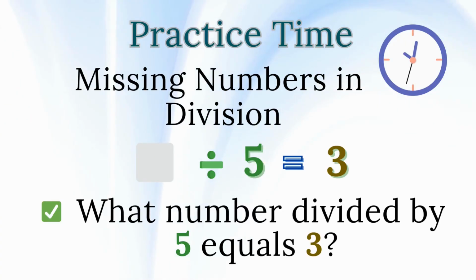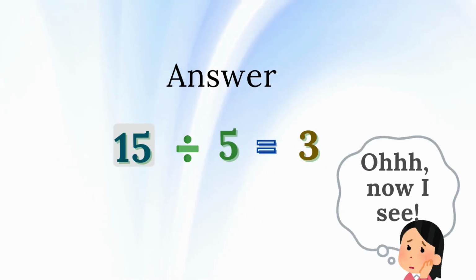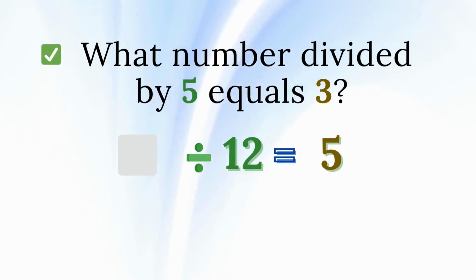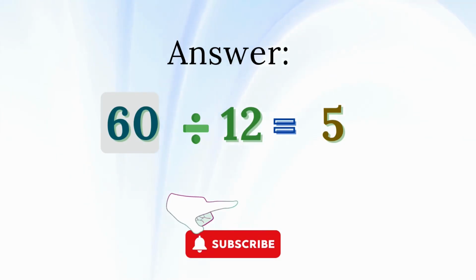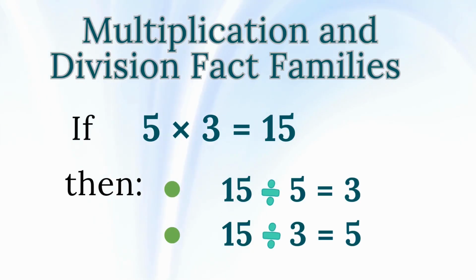Practice time. Missing numbers in division. What number divided by 5 equals 3? Answer: 15 divided by 5 equals 3. What number divided by 12 equals 5? Answer: 60 divided by 12 equals 5. Multiplication and division fact families. If 5 times 3 equals 15, then 15 divided by 5 equals 3, and 15 divided by 3 equals 5.